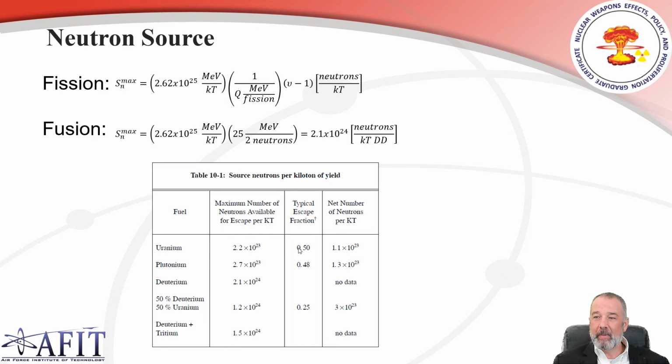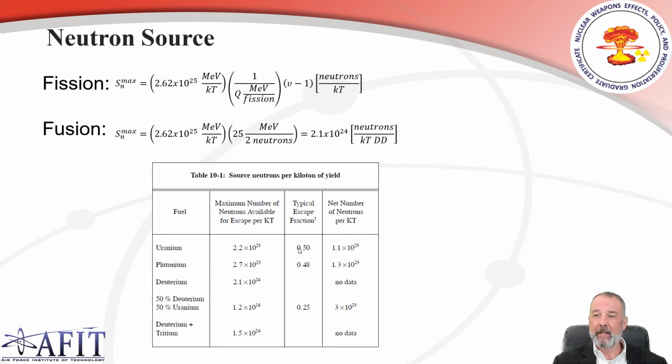Now, if we look at 50% deuterium, 50% uranium, think boosted, perhaps. We get, again, 10 to the 24th neutrons available to escape, because remember what happened when we threw all of those fusion neutrons in. However, only about a quarter of those are actually going to get out. It has to do with the energy distribution. But from this, we can figure out, for something like a boosted weapon, we could get about 3 times 10 to the 23rd. Again, same order of magnitude as we see for a pure fission weapon with no fusion component to it.